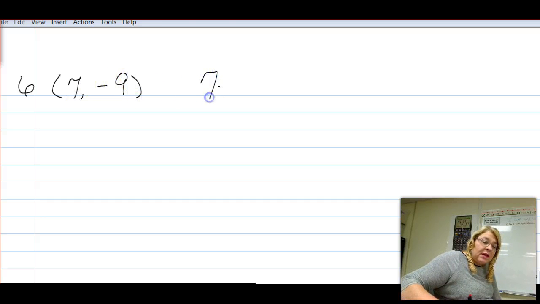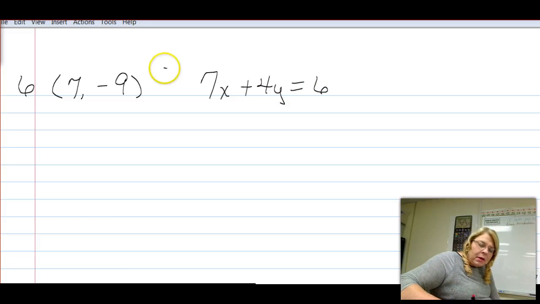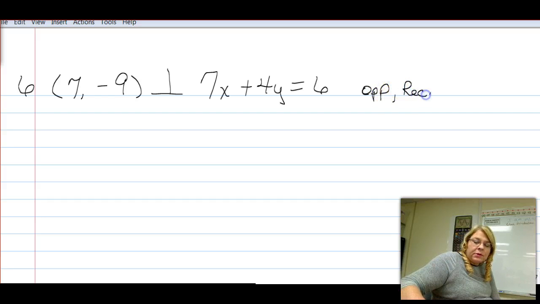I think we are ready for question number 6. Question number 6 says that I have the point 7, -9. I have the line 7x plus 4y equals 6. And I want the line perpendicular. That means that I need an opposite sign and a reciprocal slope.